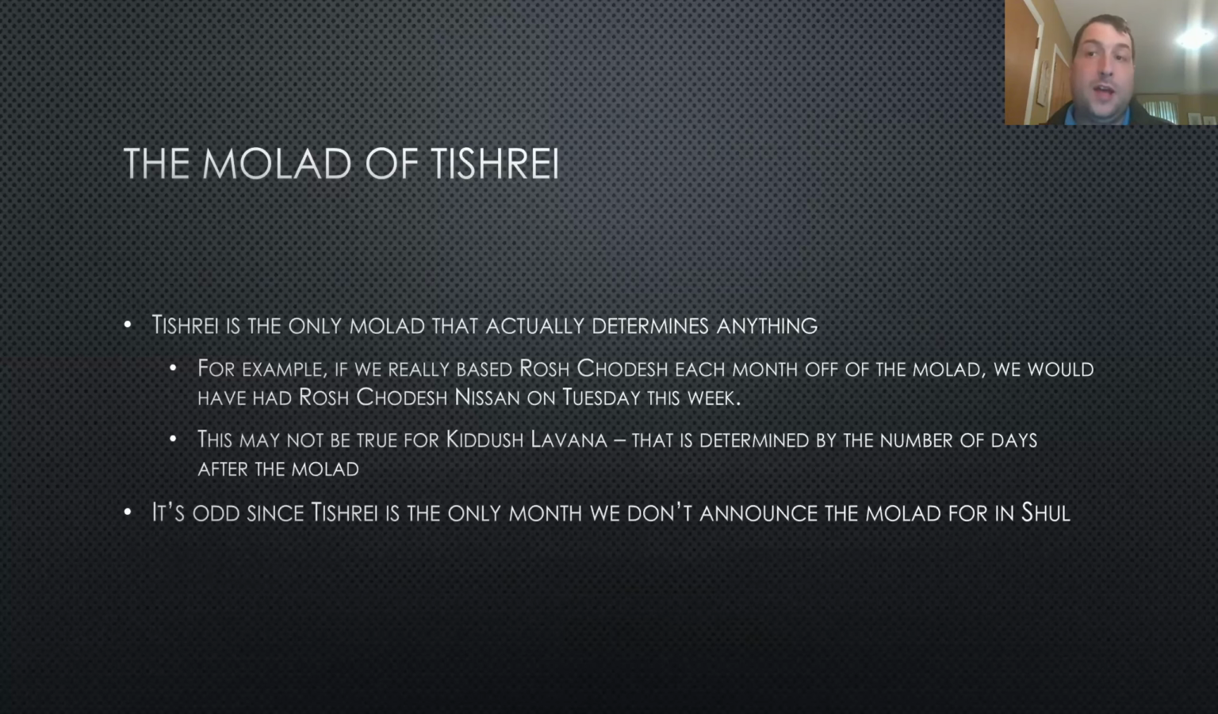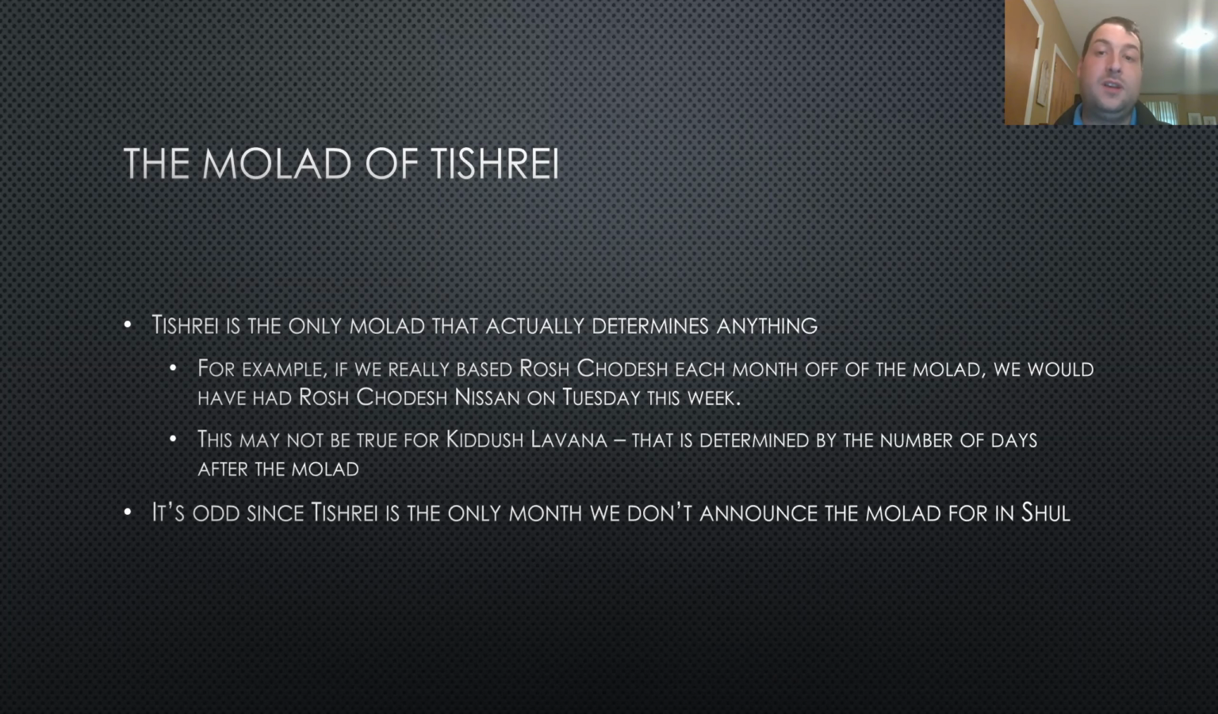So we announce the molad every single month in Shul, but it doesn't actually determine anything about when Rosh Chodesh is. It only determines things for Kiddush Levana. The Kiddush Levana has to be after a certain number of days after the molad and before a certain number of days after the molad. Tishrei is the only molad that actually determines anything.